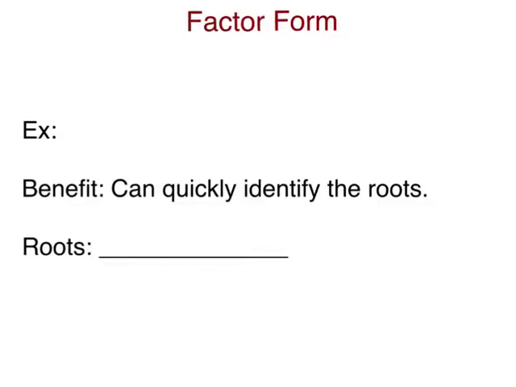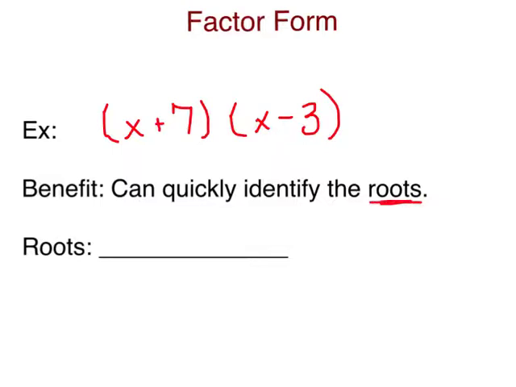The last form is called the factor form. And the example that I want to give you is going to be x plus 7 and x minus 3. The benefit is that you can quickly identify your roots. So in this case, my roots are x equals -7 and x equals a positive 3.